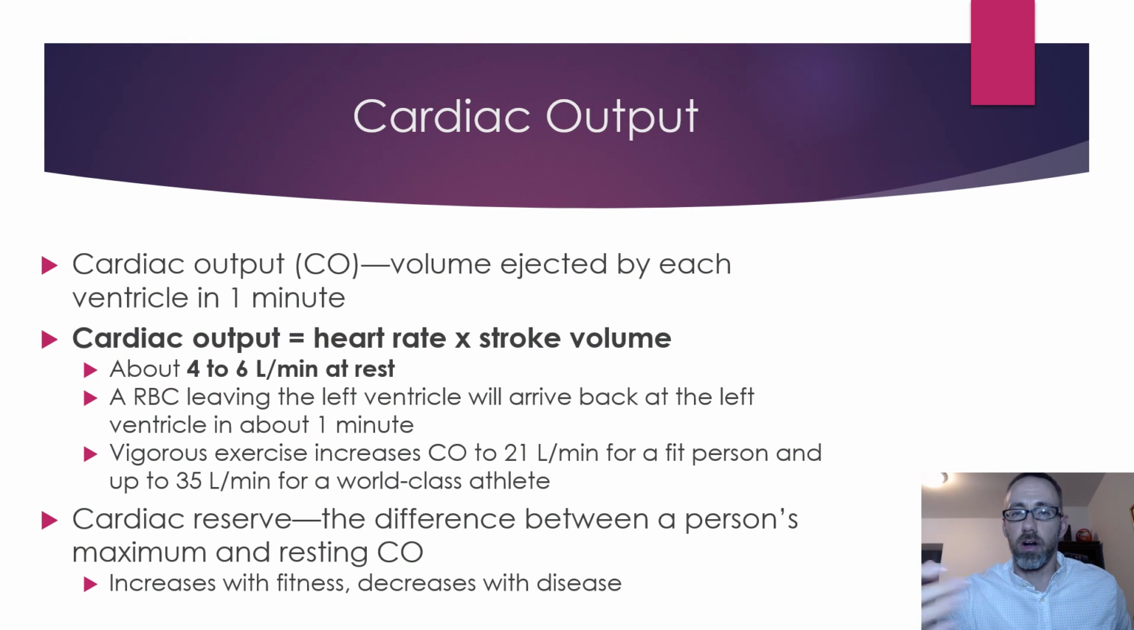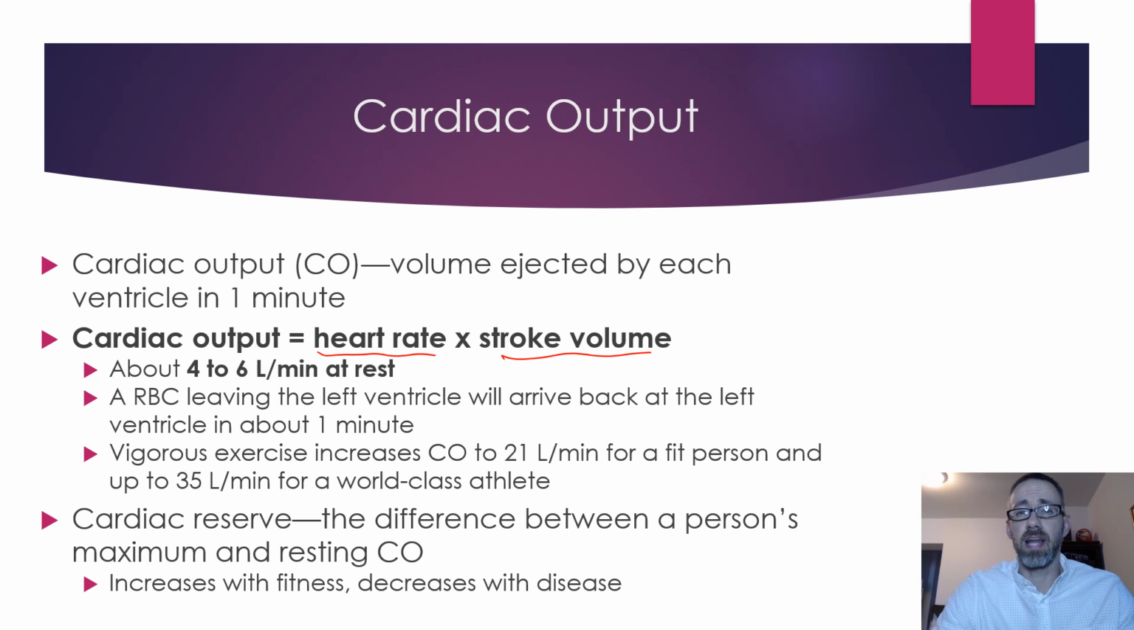Okay, so let's talk about cardiac output now. Cardiac output is the volume ejected by the ventricles in 1 minute. So it's a volume over time measurement. It's a measurement of blood flow. The formula for cardiac output is one that you need to remember. We'll be coming back to it quite often: heart rate times stroke volume equals the cardiac output.